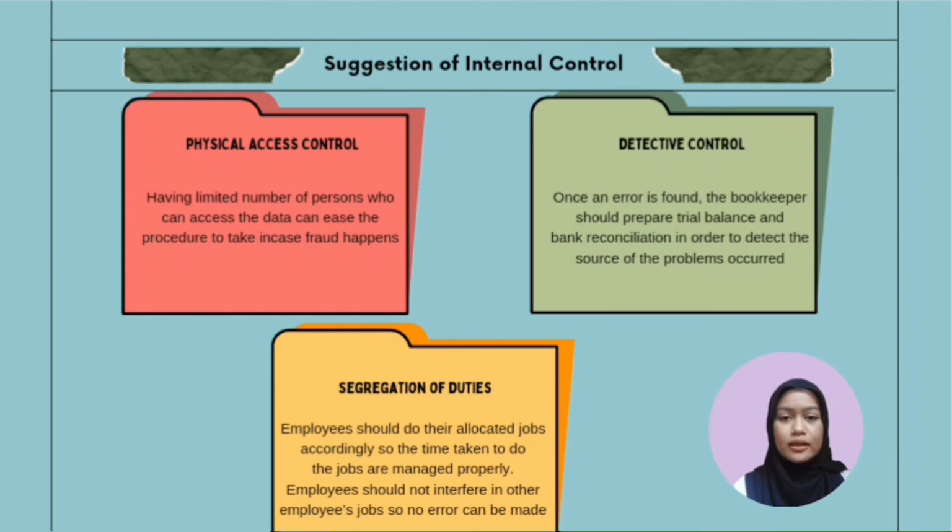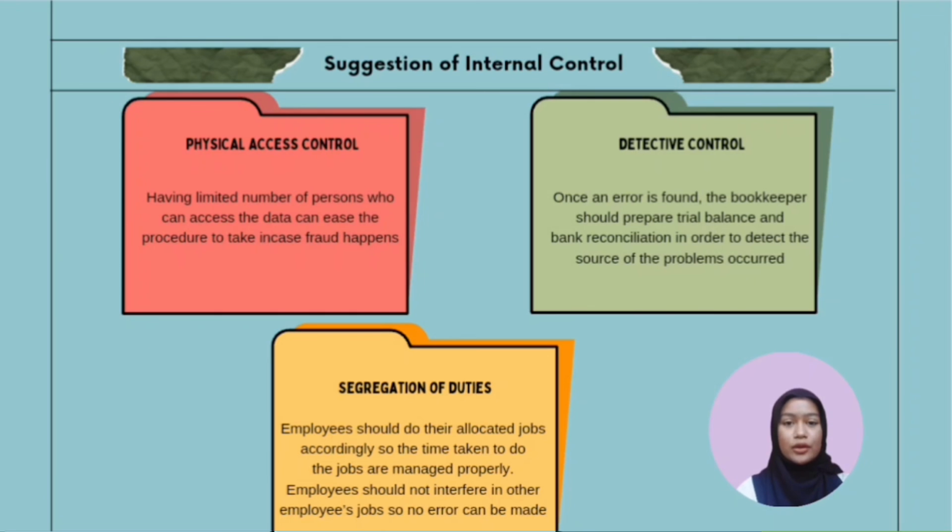I'll be presenting the suggestions of internal control based on the possible weaknesses that have been presented before by Damia. The first one is physical access control. The owner of Wawa Freshmart should limit the number of persons who can access the business data. By doing so, it can ease the procedure to take in case fraud happens.